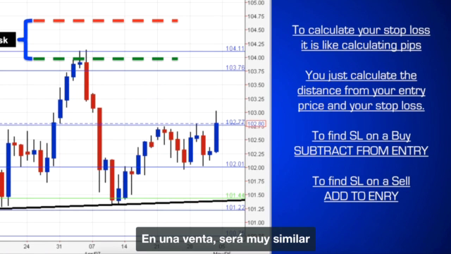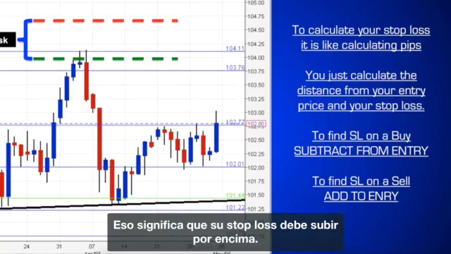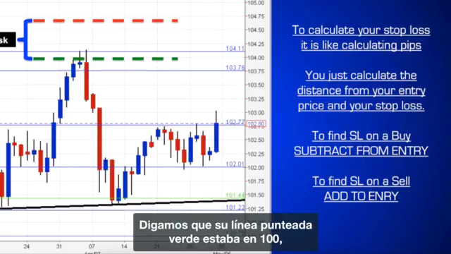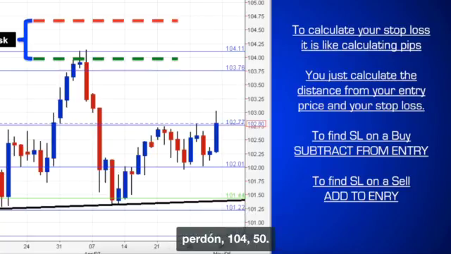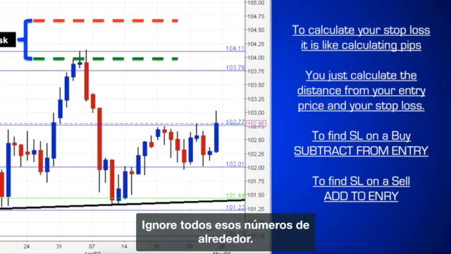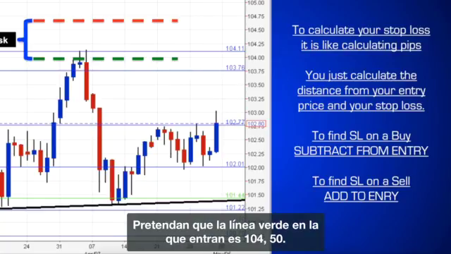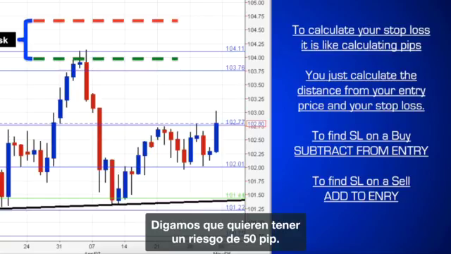So on a sell, guys, it's going to be very similar to what you saw in the buy. Remember, in a sell, you're expecting price to go down. So that means your stop loss should go above. So let's say that green dotted line was at 104.50. Let's pretend it was at 104.50. Ignore all those numbers on the side. Let's just pretend. Are you getting me? Pretend the green line you entered on 104.50. Let's say you wanted to have a 50 pip risk.